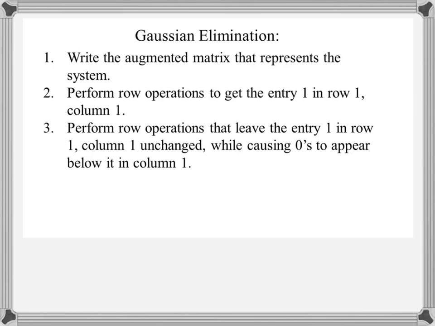So the general steps in Gaussian elimination will be to first write the augmented matrix that represents the system, perform operations to get the entry 1 in row 1, column 1, and perform row operations that leave the entry 1 in row 1, column 1 unchanged while causing zeros to appear below it in column 1.